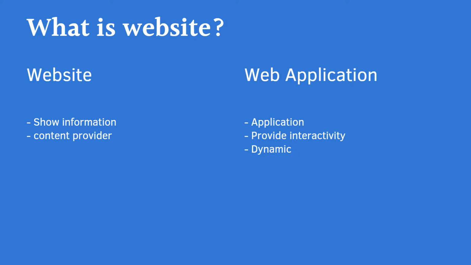Another type is called a web application. A web application provides interactivity and is dynamic. For example, Facebook is a web application, where you can see many posts from your friends, do searching, chatting, posting, and a lot more things. It means that on the site you can do many activities, which we call interactivity.